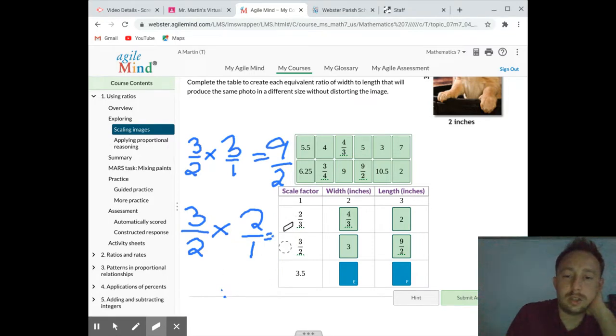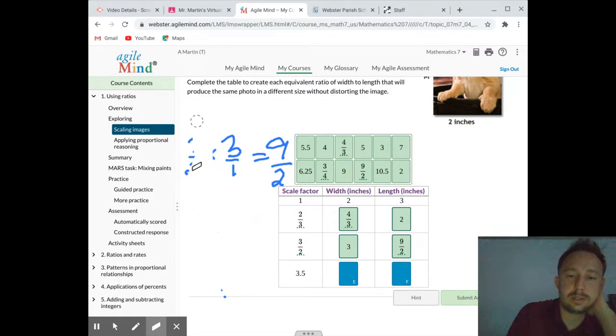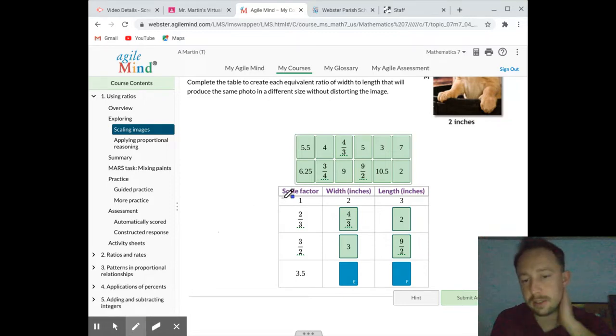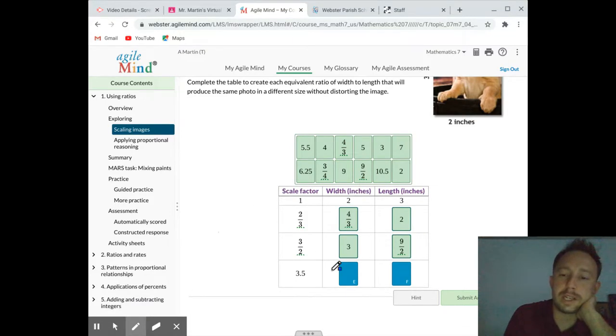All right. Who can tell me what the answers are to E and F? You've got to participate, or I'm going to just keep calling randomly on people. That's just fine with me. Angel, help me out. What do I need to do to get my width if I have a scale factor of 3.5?